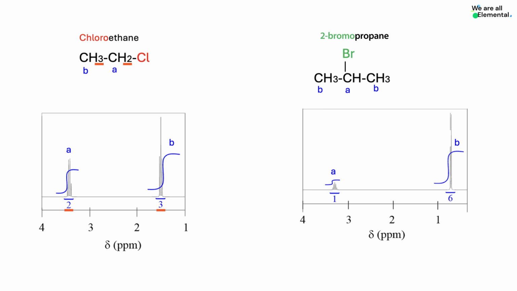Now for bromopropane, the height of the integral B is 6 times the height of integral A. This means the ratio of protons is 6:1. Now this is the case of 2-bromopropane, where 6 protons have the same chemical environment and 1 has a different chemical environment.